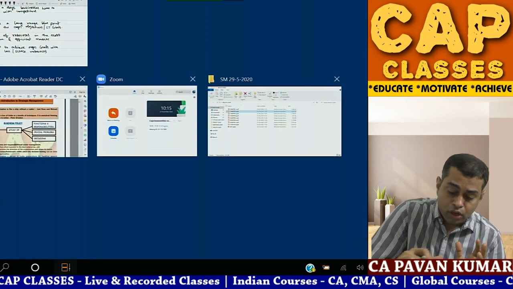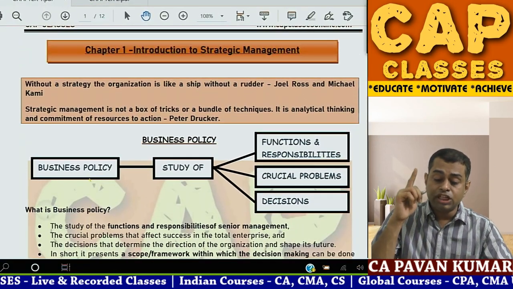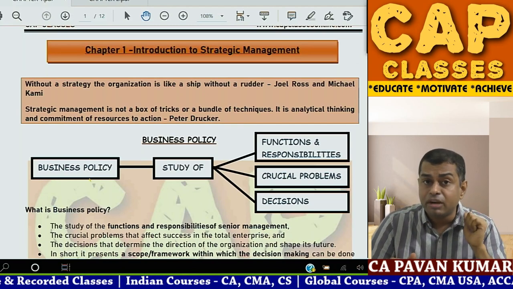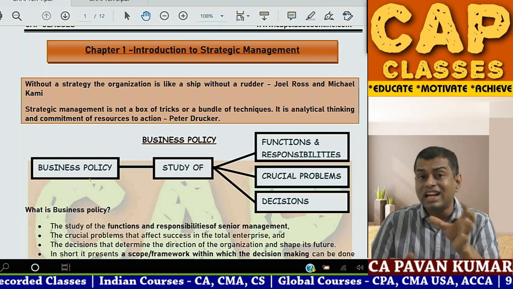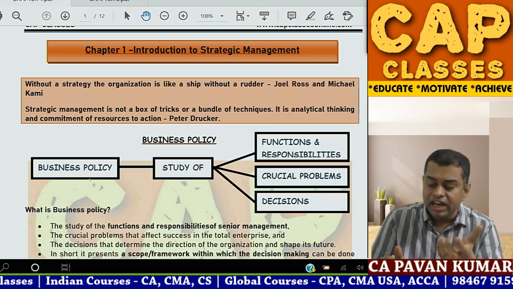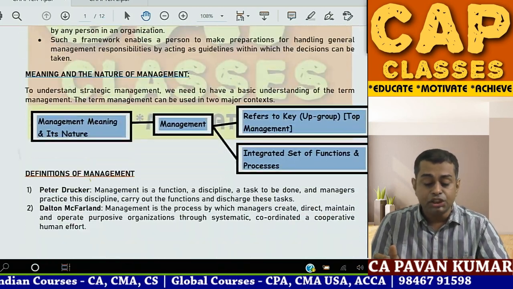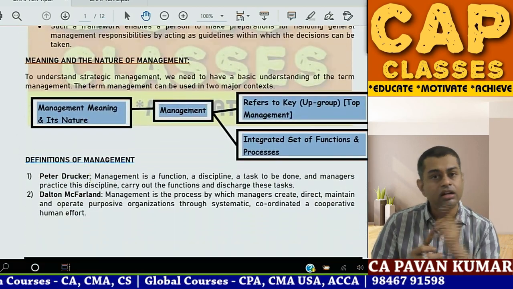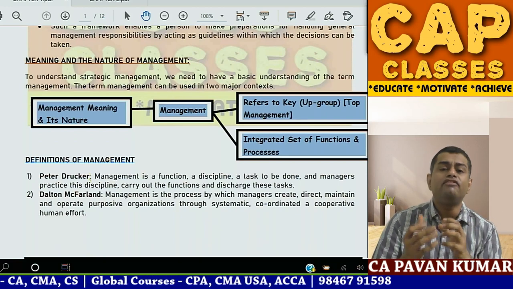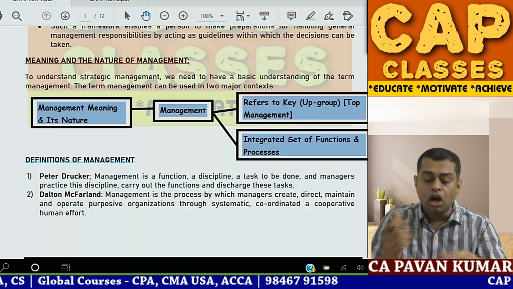Now let us go back to our study material and let us see in the study material. So first is business policy. That is a study of functions and responsibility of top level management, the crucial problems, threats and risks the management will come across and how to manage them, and the decisions which are crucial for the success of the business and decision making. And the management, this also I have explained, refers to the top level management or any level of management, that means individual or a group, and then it is process or functions.